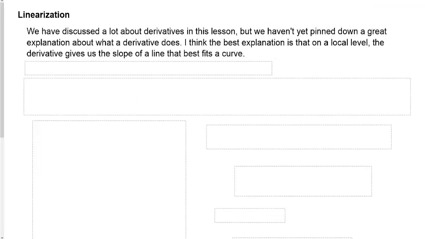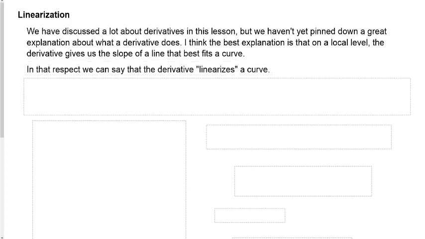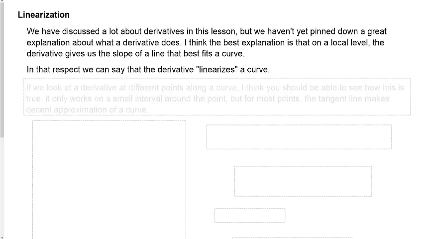Okay, so at this point, we've discussed a lot about derivatives, but we haven't yet really pinned down a great explanation about what a derivative does. I think the best explanation is that on a local level, the derivative gives us the slope of a line that best fits a curve. In that respect, we can say that the derivative linearizes a curve.